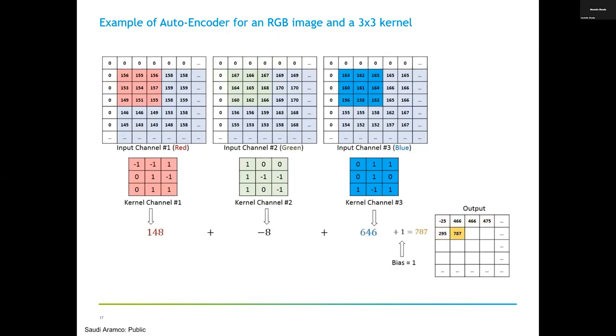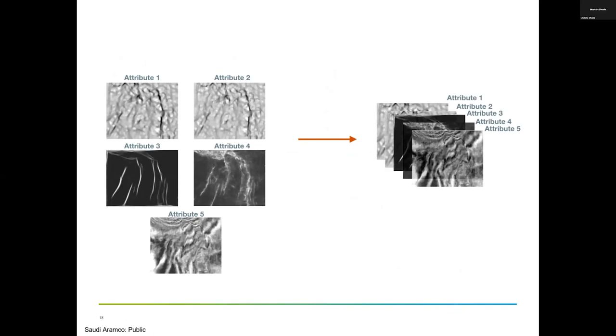At each time step, the results from the three kernels are added, which represents one single pixel in the output feature map. To do so, we need to think about our attributes as a single 2D image, but with multiple channels, where each channel represents a different attribute. Note that by considering this, in theory, we could have an unlimited number of attributes stacked together as channels, thus merging a limited number of attributes.